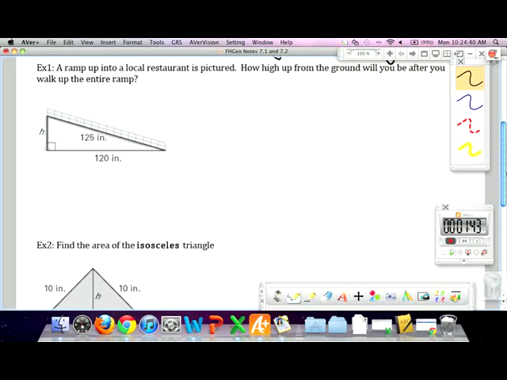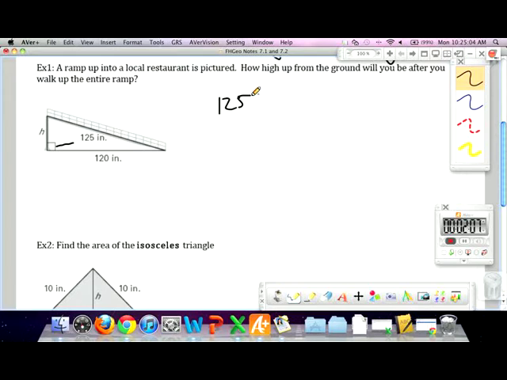Specifically, say I gave you a ramp here, and I said that the ramp is 125 inches long and it extends outward 120 inches here. How high up do you actually get with this ramp? It's a quick application of the Pythagorean theorem. We have a right triangle created here, and we know that the longest side, 125, is like our c, it's the hypotenuse.